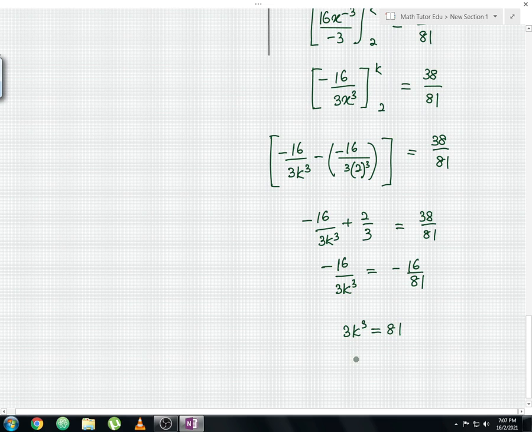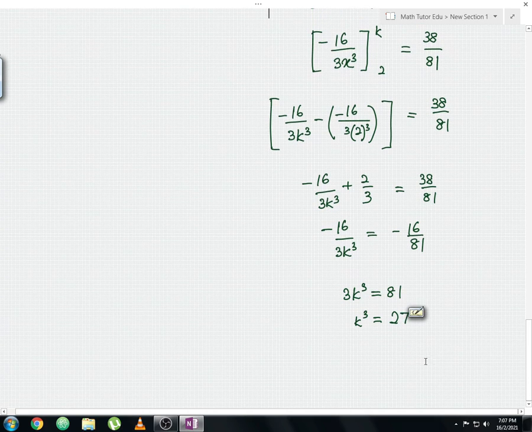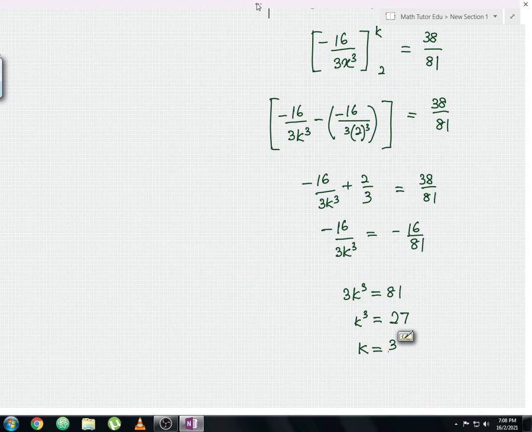To find k cubed, 81 you divide by 3, you should get 27. So k cubed is equal to 27. To get k, you cube root 27. From here you should get k is equal to 3. So this will be your final answer. Let me underline the solution. I'm so sorry guys if the working is a bit messy.